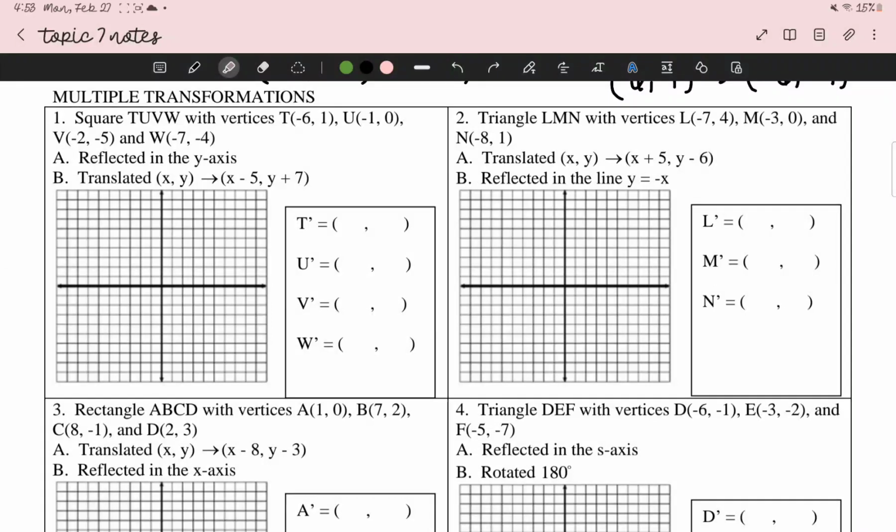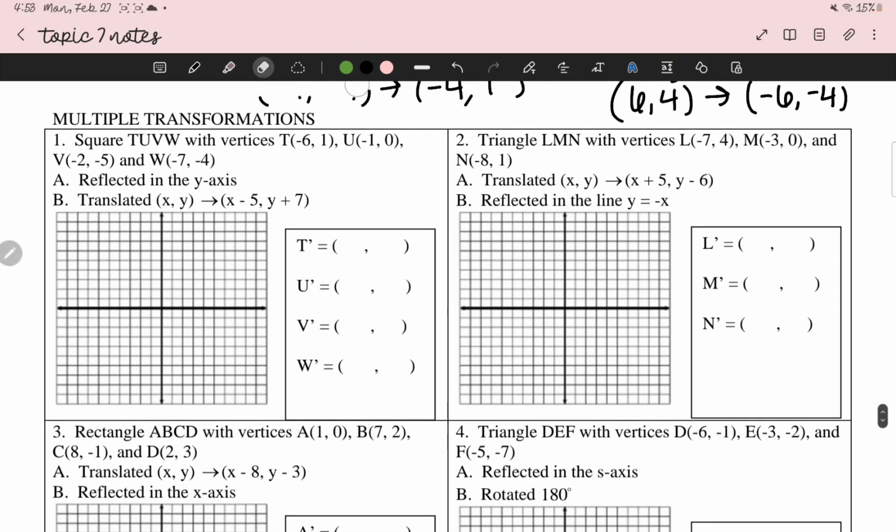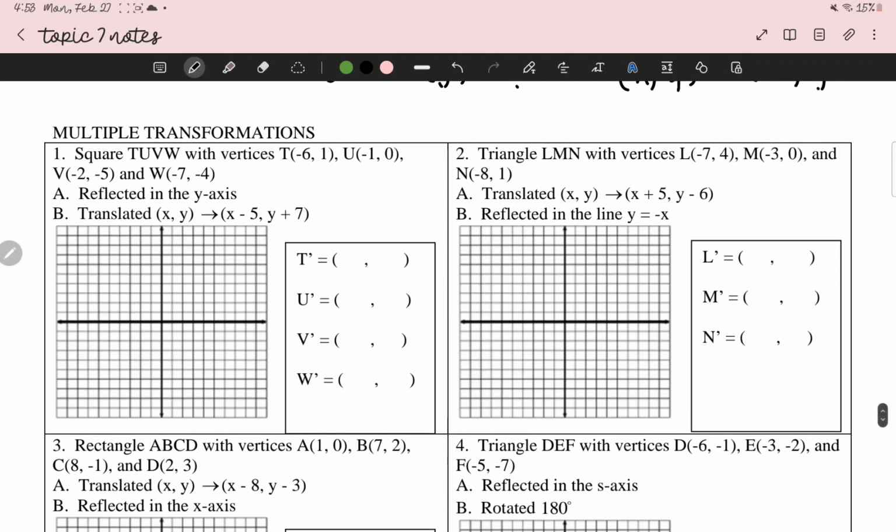This is our notes for the final part in our packet. And this ends with multiple transformations, and I'm going to erase what was here from yesterday. All right, so this one with multiple transformations, we're going to have combinations of the 3 types of transformations that we've learned. And we've learned about translations, reflections, and rotations.